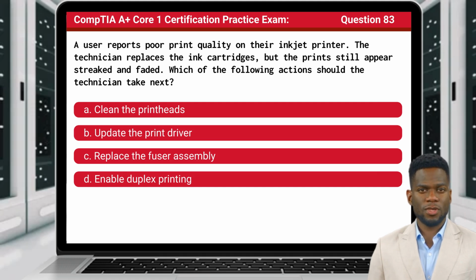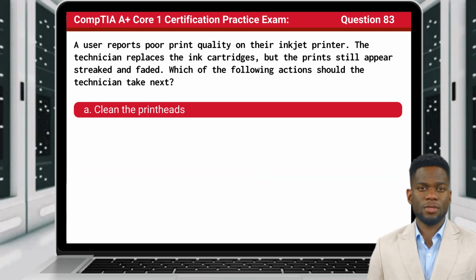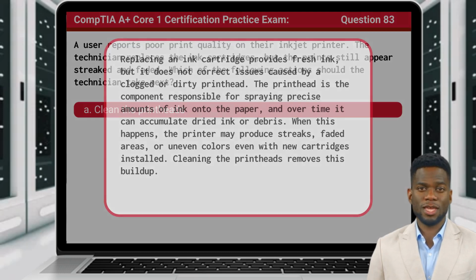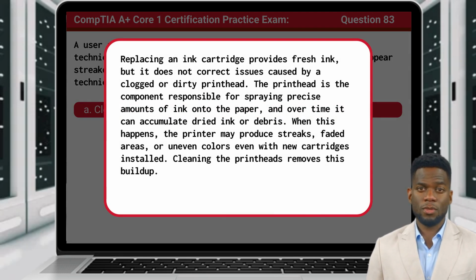The answer is A. Clean the print heads. Replacing an ink cartridge provides fresh ink, but it does not correct issues caused by a clogged or dirty print head. The print head is the component responsible for spraying precise amounts of ink onto the paper, and over time, it can accumulate dried ink or debris. When this happens, the printer may produce streaks, faded areas, or uneven colors even with new cartridges installed. Cleaning the print heads removes this buildup.